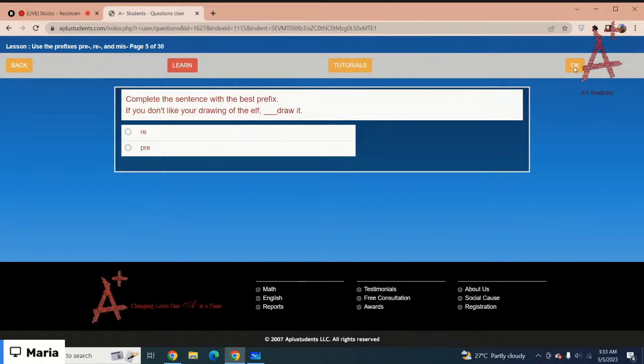If you don't like your drawing of the elf, dash draw it. Re or pre, which is the correct option? It would be redraw it. The correct option is redraw.